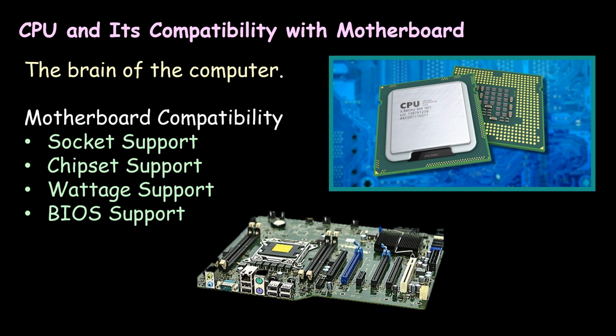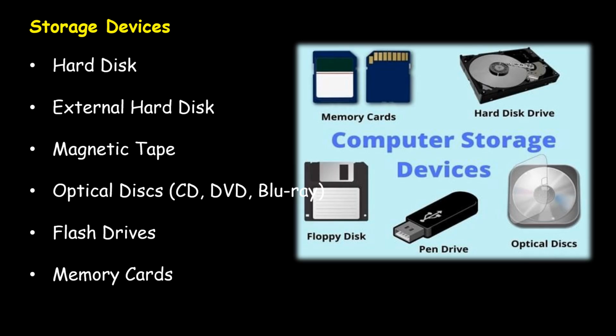So in simple terms, to make sure your CPU works with the motherboard, you need to check that the socket fits, the chipset supports the CPU, the motherboard provides enough voltage, and the BIOS is up to date. Storage devices. Storage devices are essential for saving data permanently. Some examples for storage devices are the hard disk, the external hard disk, magnetic tape, optical drives, flash drives, and memory cards.